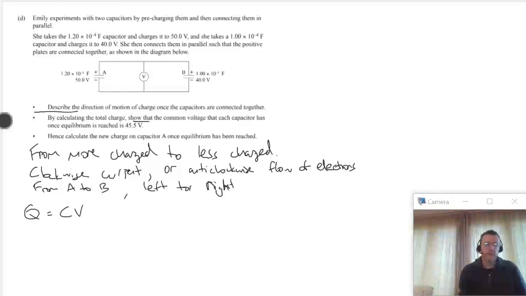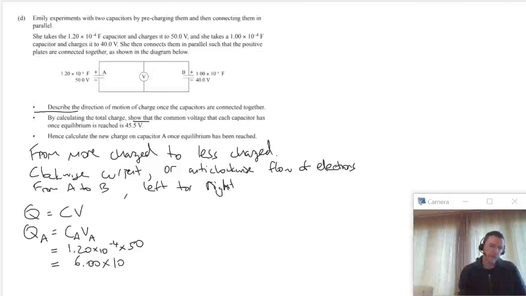Well, we can do QA equals CA VA, and 50 is the voltage. 1.20 times 10 to the minus 4 times 50, and we do the calculation and we get 6.00 times 10 to the minus 3 coulombs. We can do the same thing for QB.